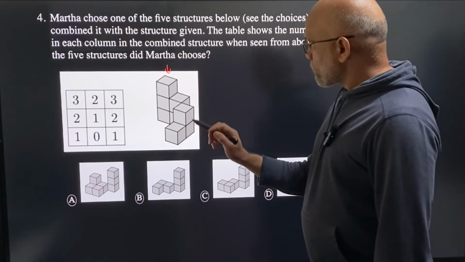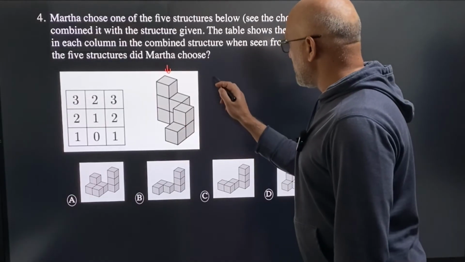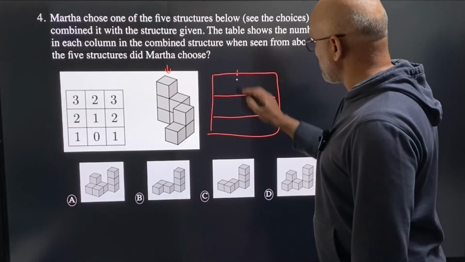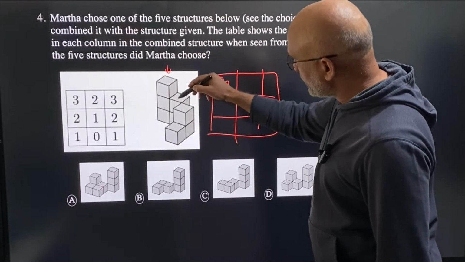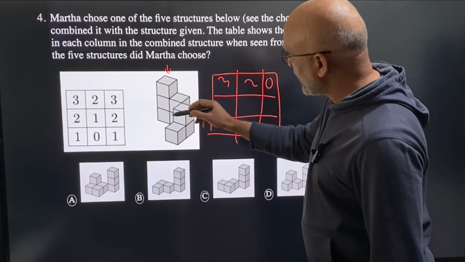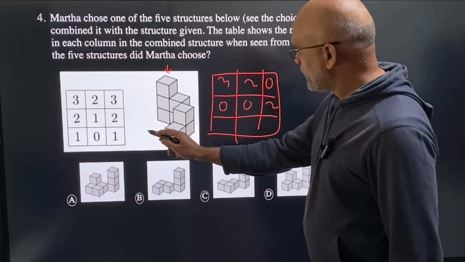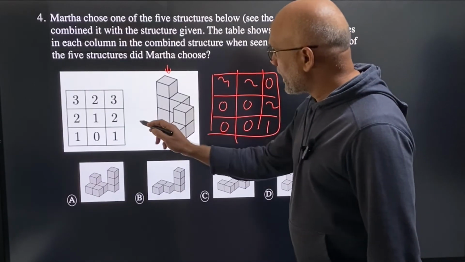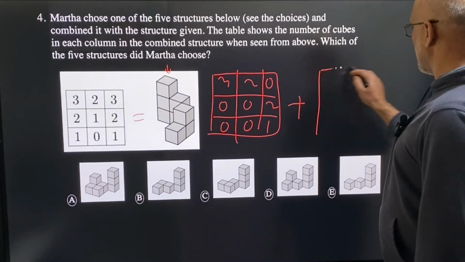Alright, let me also represent this in terms of this table. So if I look from the top, I have 3 here, here I have 2, here I have nothing, 0. In the next row I have nothing, 0, 0. Here I have 2. Here there is nothing, and 1, 0, 0 and 1. So I want to get this. So this has to be equal to this plus another structure here.